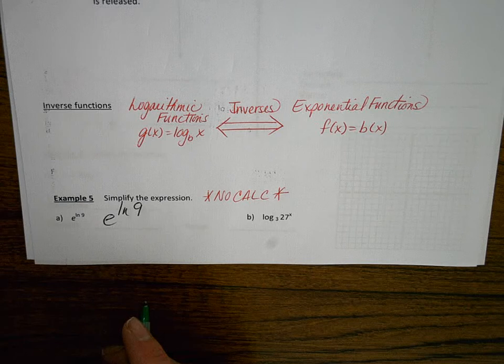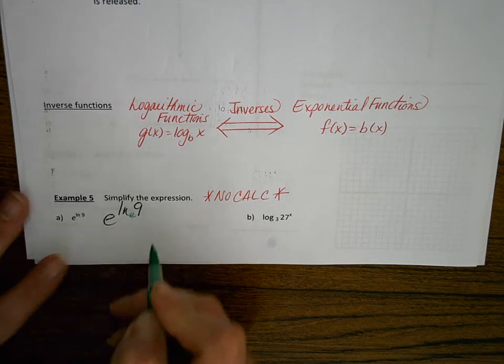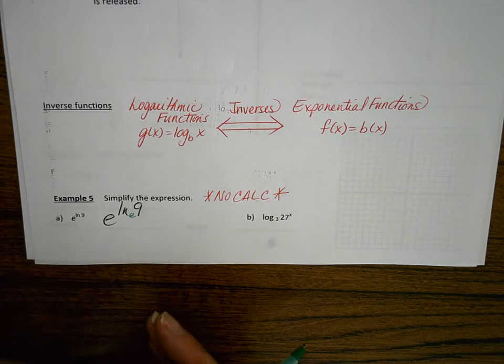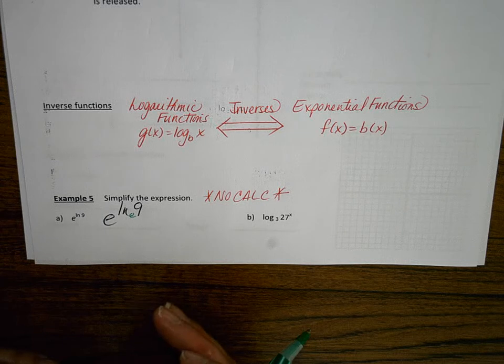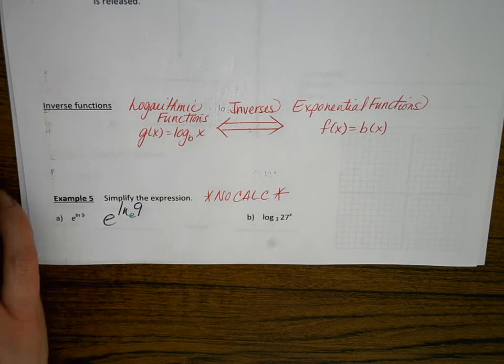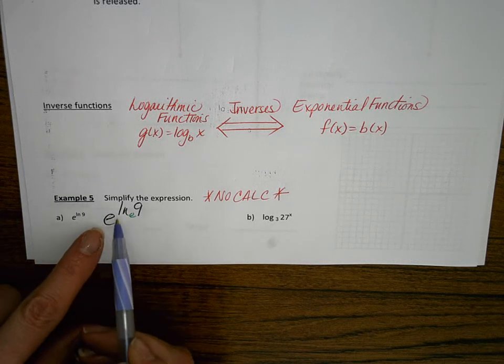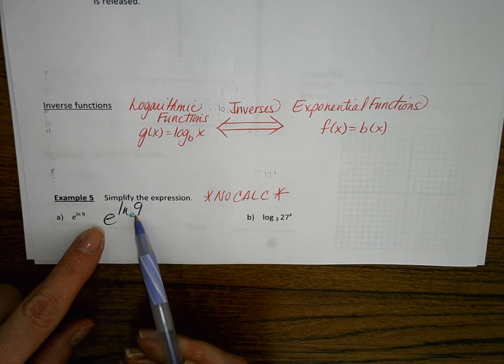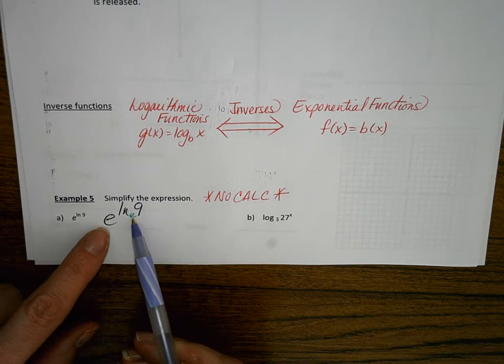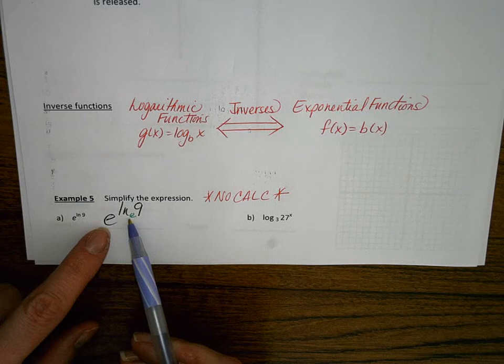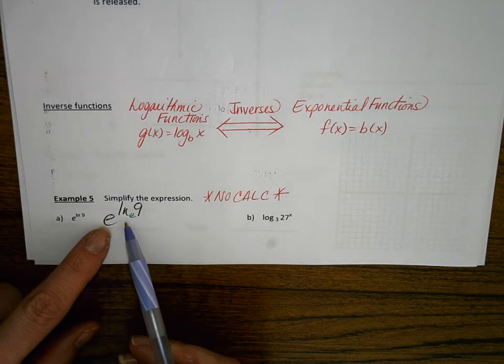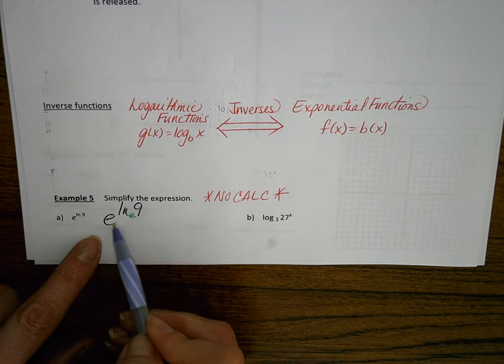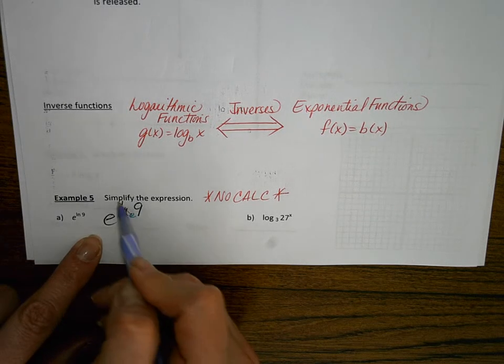Log base e. Now, we know that exponential functions and logarithmic functions are inverses. They undo each other. Here's the deal. If the base of my exponent matches the base of my logarithm, and they are inverses, that means that they undo each other. So they will cancel. If the base of my exponent matches the base of my logarithm, they will cancel.